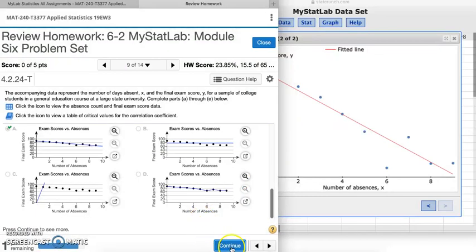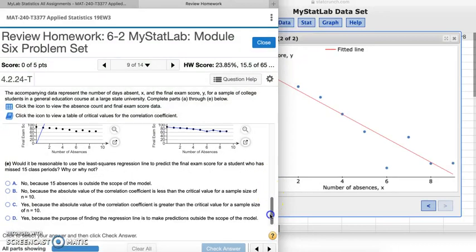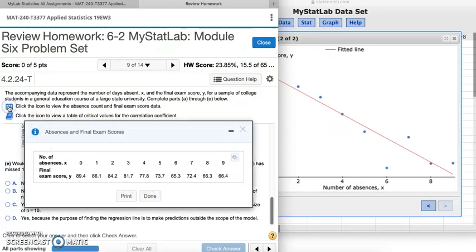All right, continue. Would it be reasonable to use the least squares regression line to predict the final exam score for a student who has missed 15 class periods? Why or why not? Well, let's go look at our data set. 15 is nowhere near the data set. Our data set goes from 0 to 9. 15 would be way over here, so therefore it really would not be appropriate.